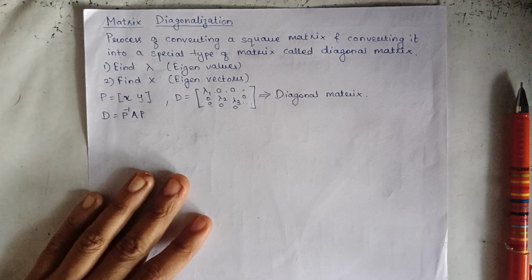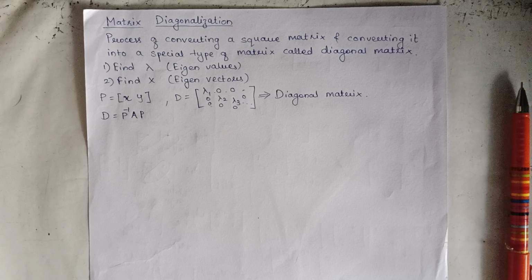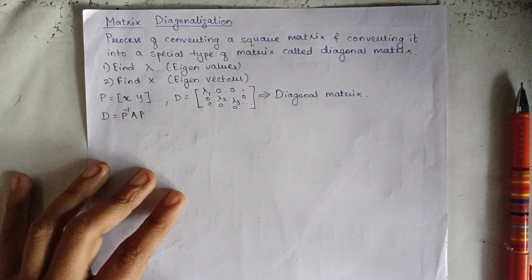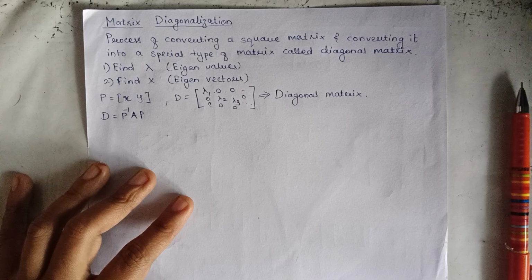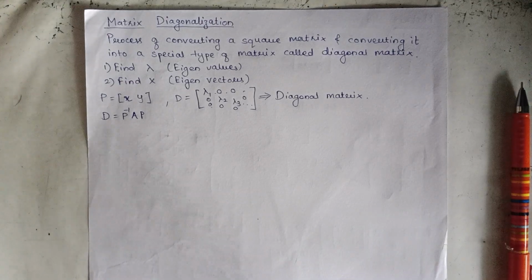Hello students. So we are learning matrix algebra. We have already done how to find eigenvalues and eigenvectors. So today we are going to learn the process called matrix diagonalization. It is a process of converting a given square matrix into a diagonal matrix. So the same steps you have to follow.